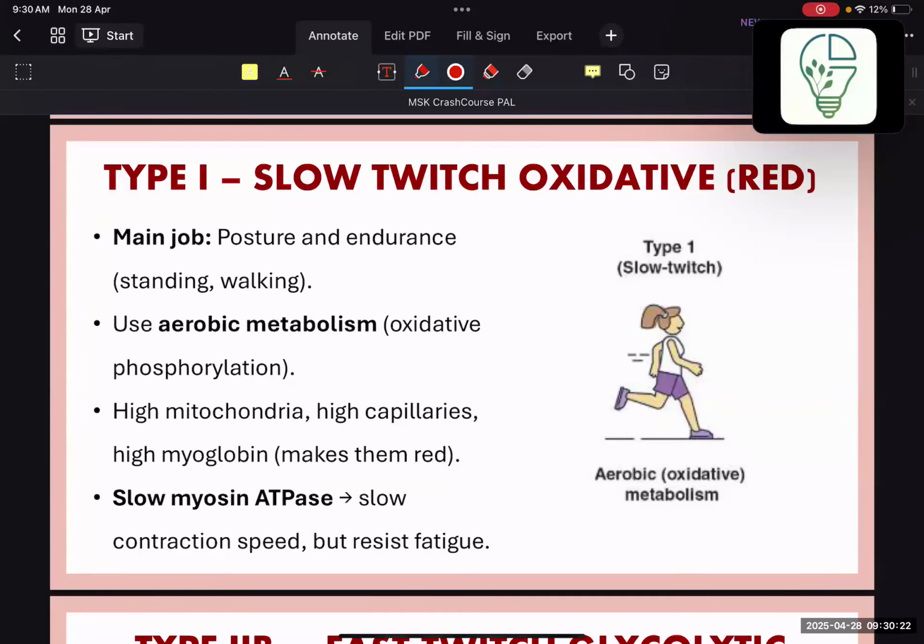And they have slow myosin ATPase activity because we don't care about speed with these muscles. We just want to ensure that we're maintaining the contractions for a long period of time and that our muscles can resist fatigue. Because imagine not being able to support your back after just one day of work.